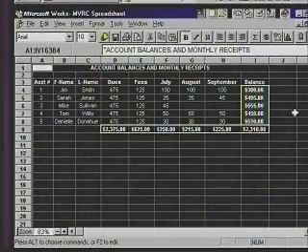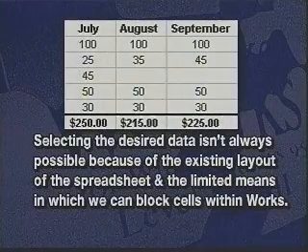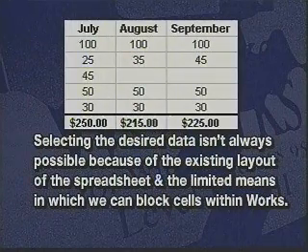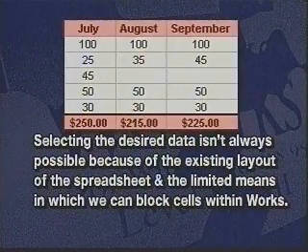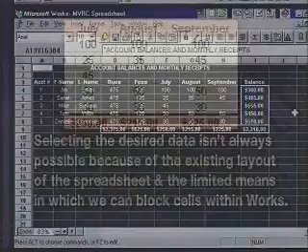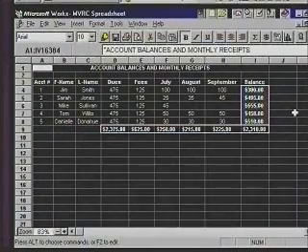One of the most important aspects of charting spreadsheet data is properly selecting the data in which you want to chart. Selecting the desired data isn't always possible because of the existing layout of the spreadsheet and the limited means in which we can block cells within Works. However, there are ways of working around these problems. Suzanne, click and drag your mouse from cell F3 to H3.